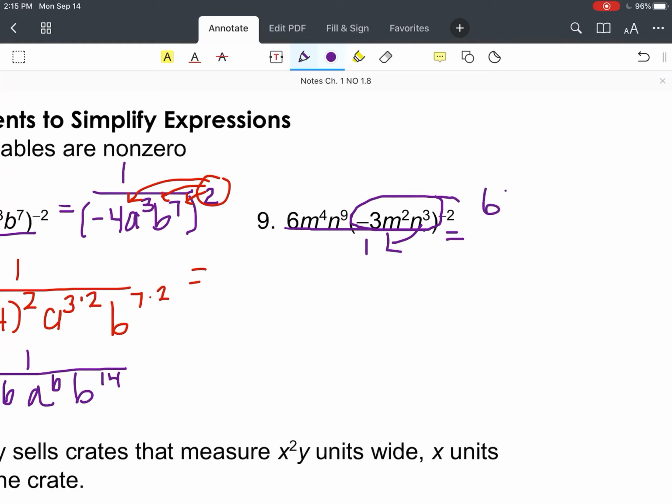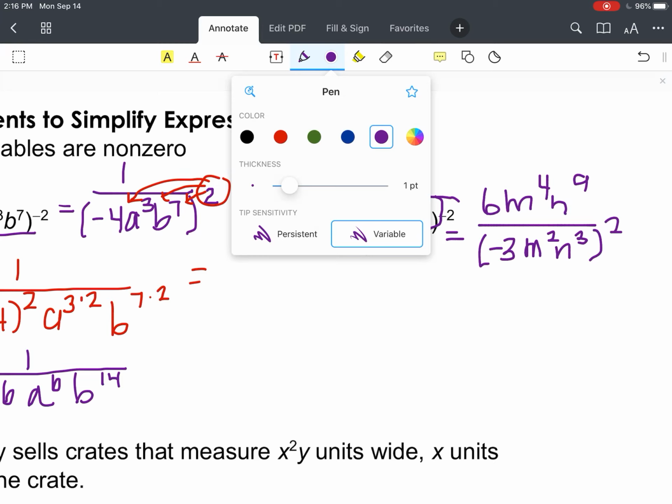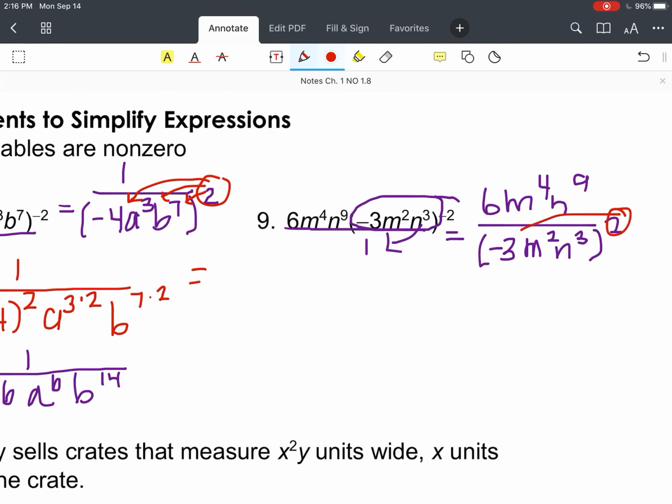So I can start by simplifying and say it's going to be 6m to the 4th, 9 to the n to the 9th, all over, I'm going to keep this in parentheses just like before, negative 3 m squared n to the 3rd, now to the positive 2. Well, now I have parentheses, so I'm going to need to distribute that 2 to everything inside, just like we did the last problem. And then once you're done with that, you're going to have more simplification.